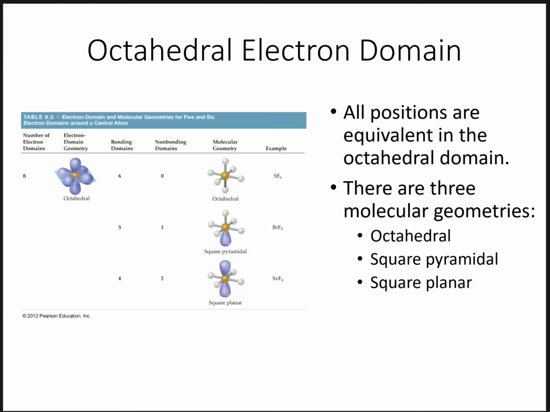But when you remove a second bond in the square planar shape, you always have to take the bond away from the opposite side of the lone pair so that the lone pairs are always 180 degrees apart from each other.